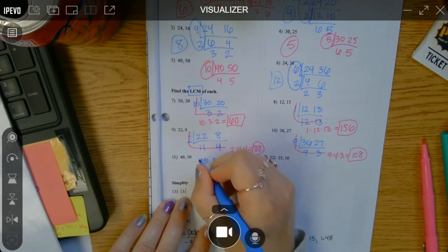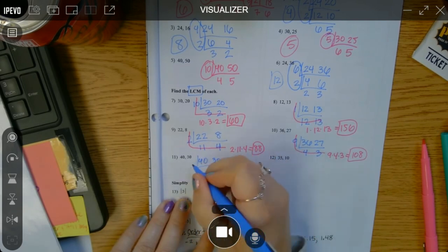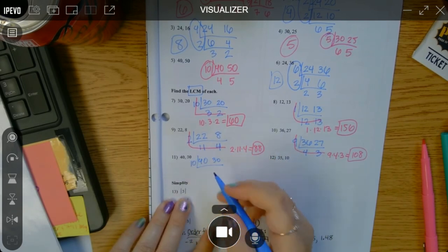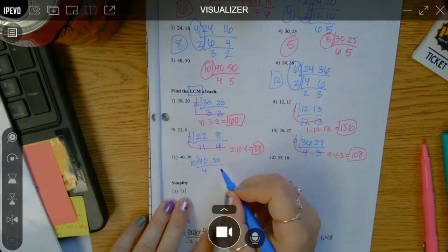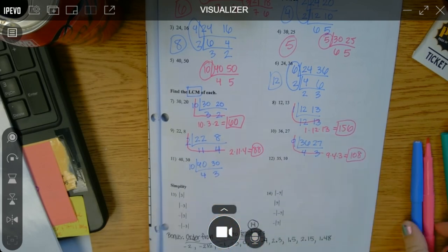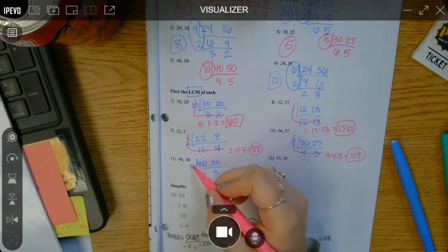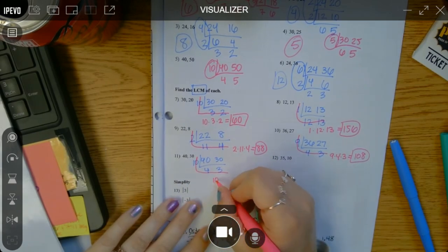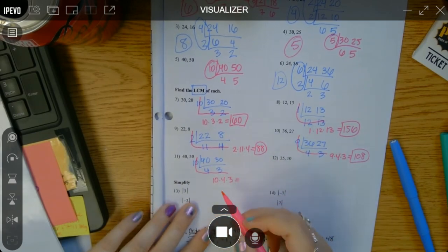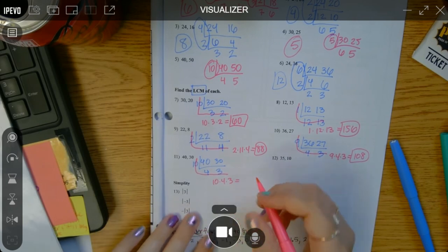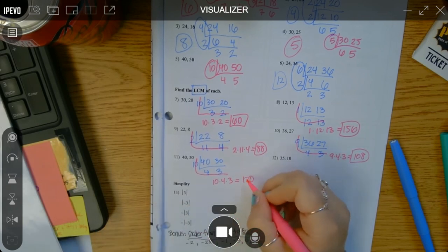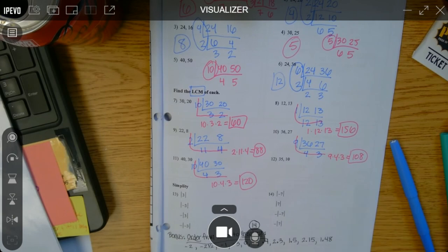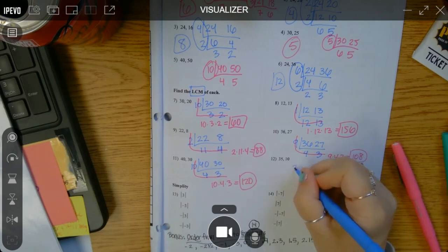Okay, 40 and 30, they both end in 0, so I know 10 can go in. 10 times what is 40? 4. And 10 times what is 30? 3. Can you keep going? No. So then do the L for LCM. 10 times 4 times 3. Well, 4 times 3 is 12, and 12 times 10 is 120. Okay, so 120 is the smallest number that they both can multiply to become.